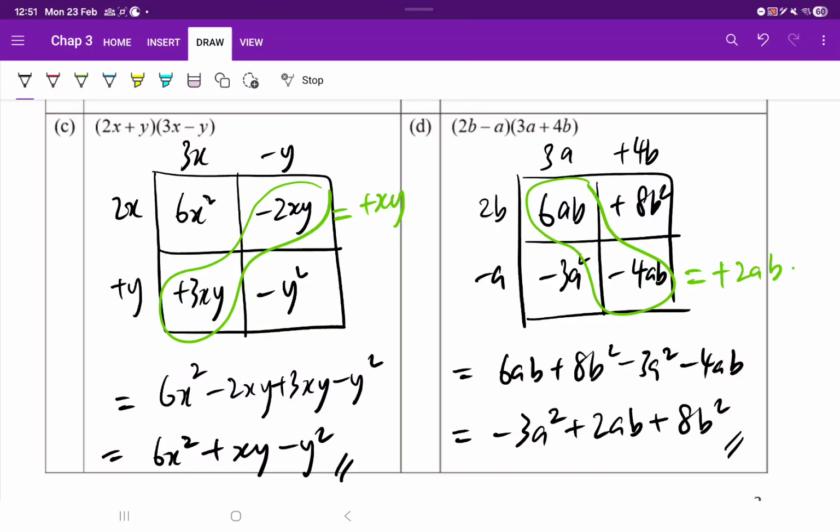We circle the same terms because we want to simplify them. Circling is just easier to see.